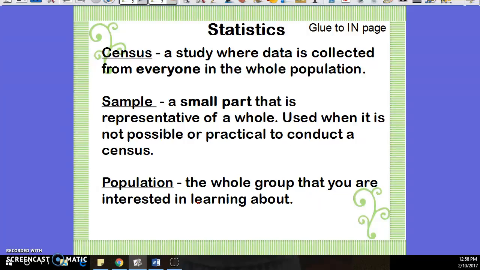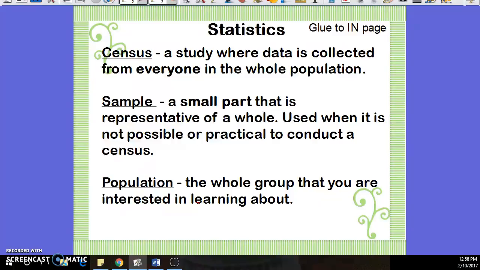One, we are going to study statistics and do inferences. So our three vocabulary words are census, sample, and population for now. A census is a study where data is collected from everyone in the whole population. A sample is a small part that is representative of a whole, used when it is not possible or practical to conduct a census. The population is the whole group that you are interested in learning about.